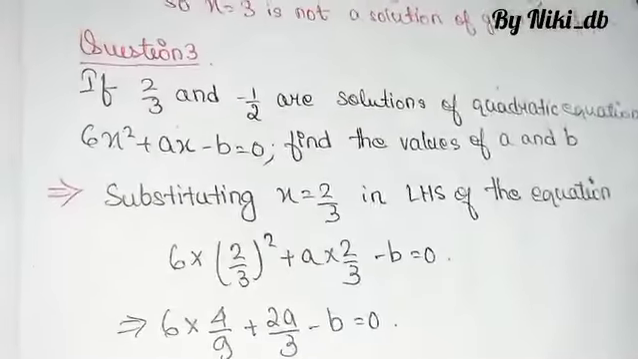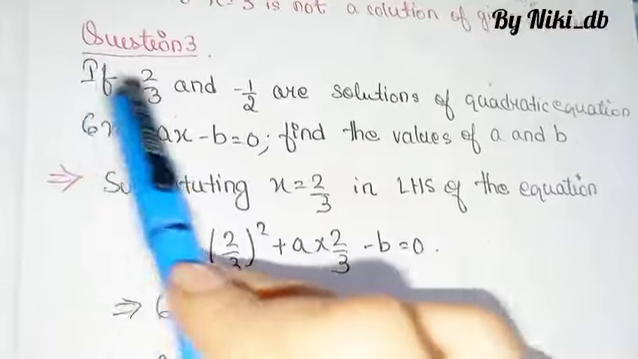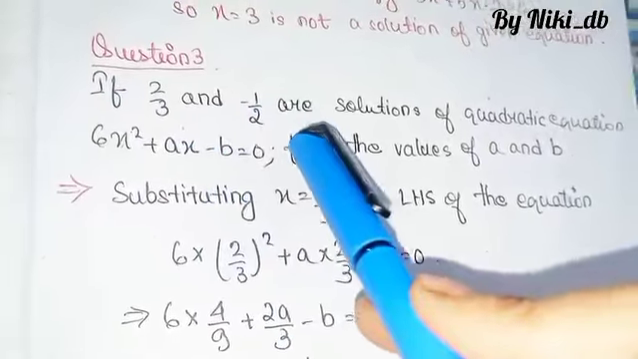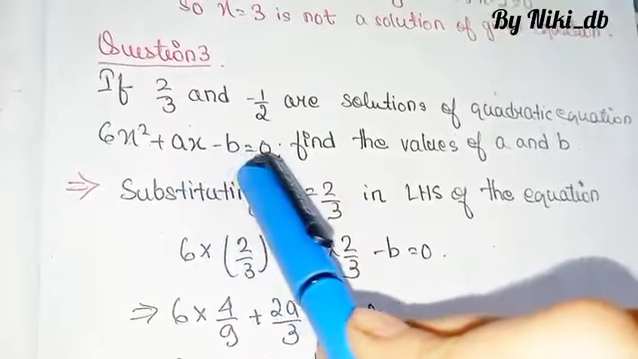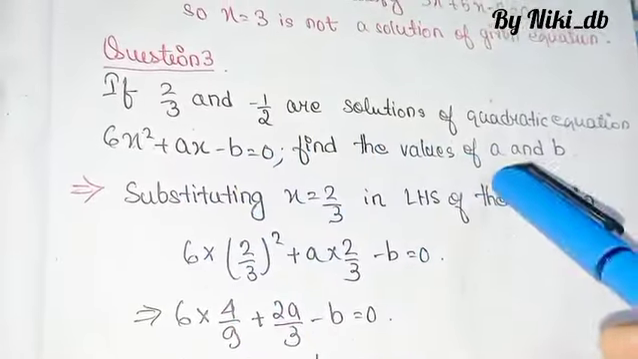Next is question 3: if 2 by 3 and minus half are solutions of the quadratic equation 6x square plus ax minus b equals to 0, find the values of a and b.